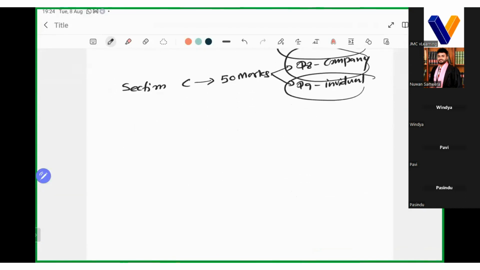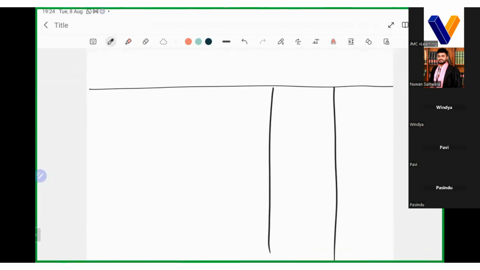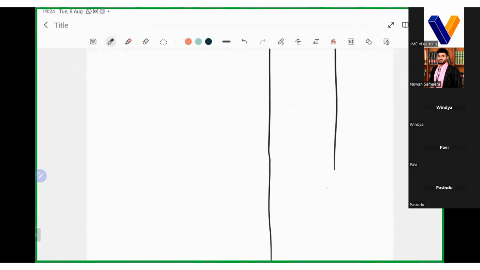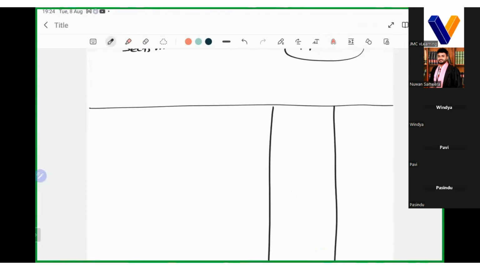So I will draw the structure now, right? You can do it with me, or else you can concentrate on my calculation and do it later. Whatever the way. Then Mr. Kavisha.